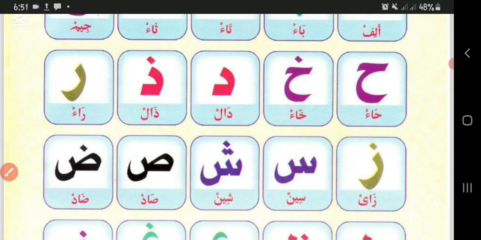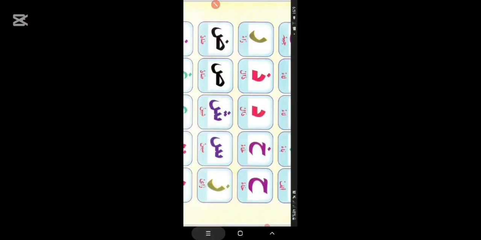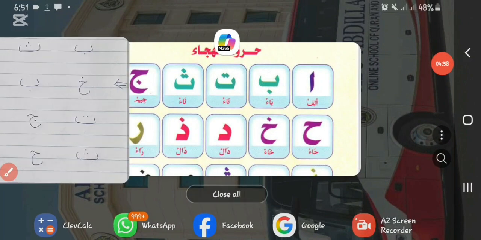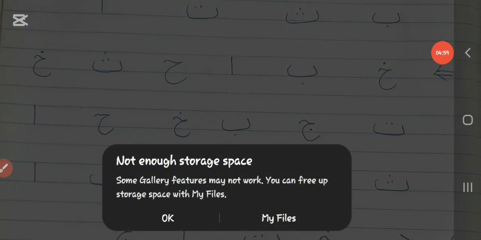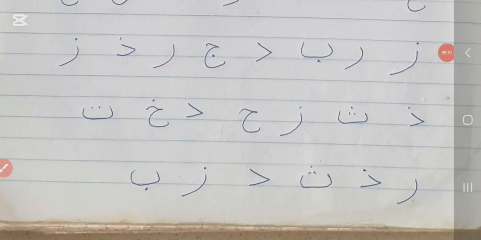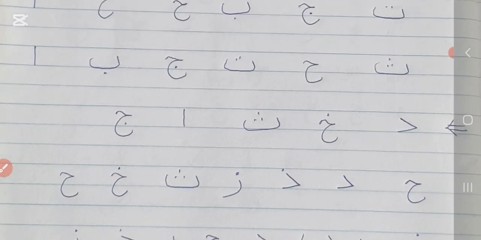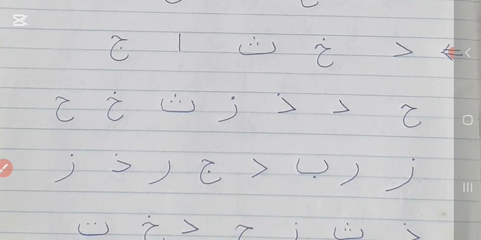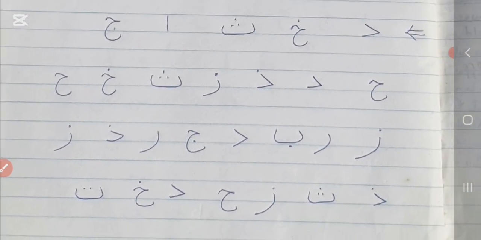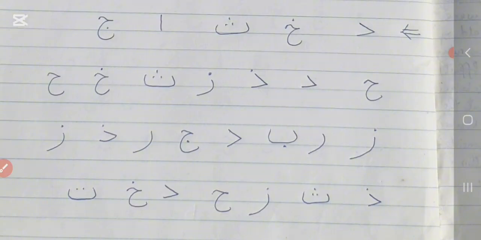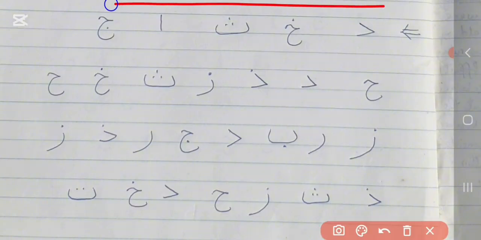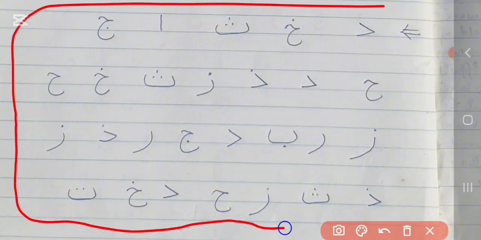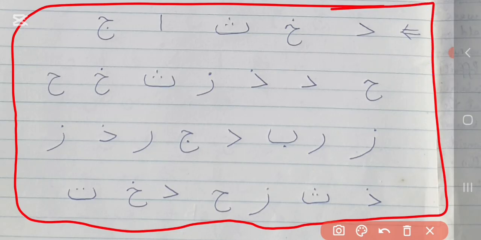So now let's move to the exercise portion of our class. This is where we are moving to. This is the exercise that we are looking at today, from here down here. Let's start. The first letter is what?